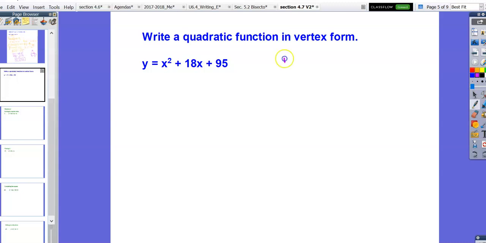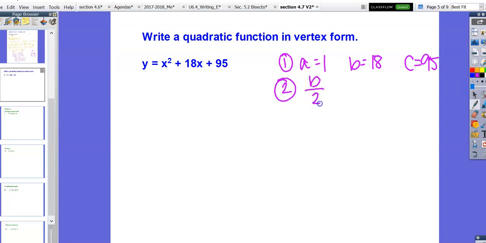Step 1, just like what we've seen before. What are your constants? A equals 1, b equals 18, and c equals 95. So right now this isn't a perfect square, but let's go to step 2. B divided by 2 is going to equal 9. And then for step 3, we want to take this value of 9 and then square it.